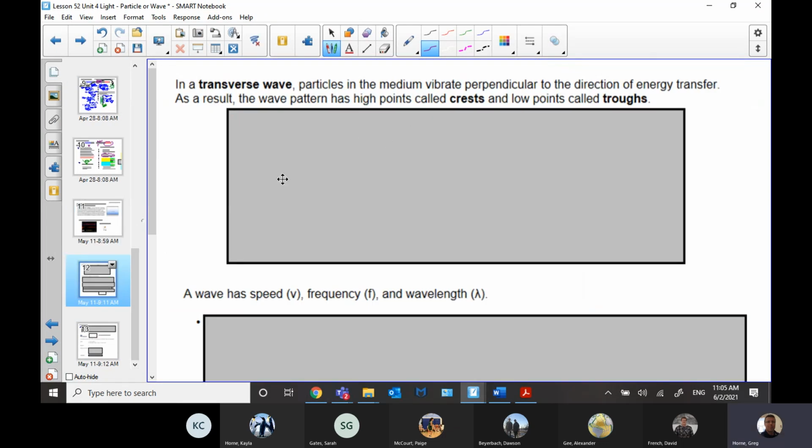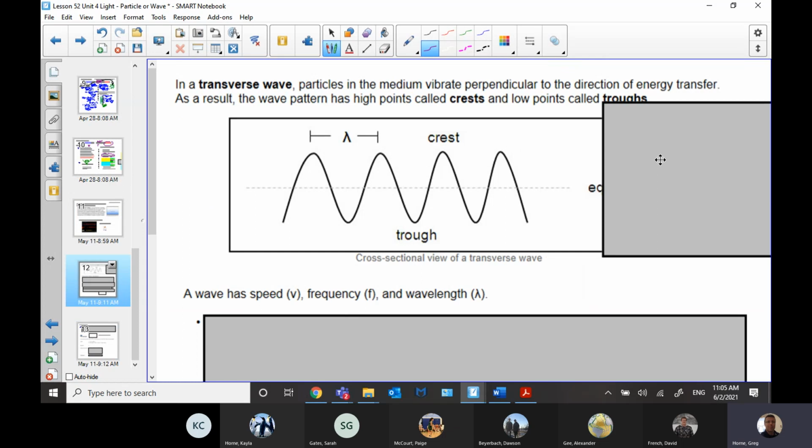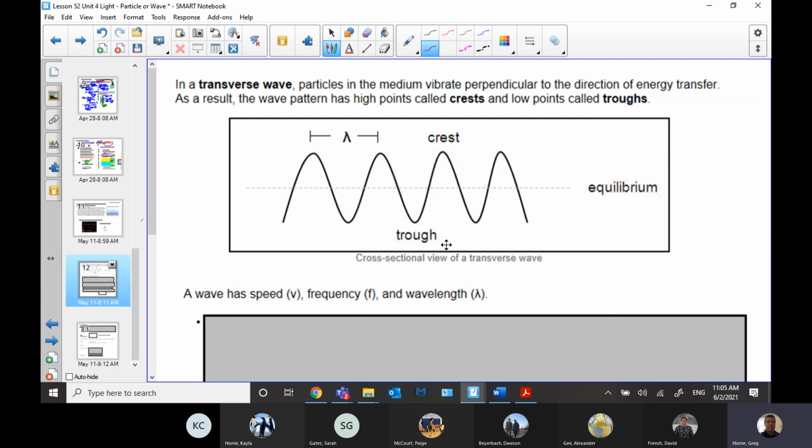So, we talked before about transverse waves, right? The idea of the vibration going this way, right? The actual particle is vibrating up and down this way.